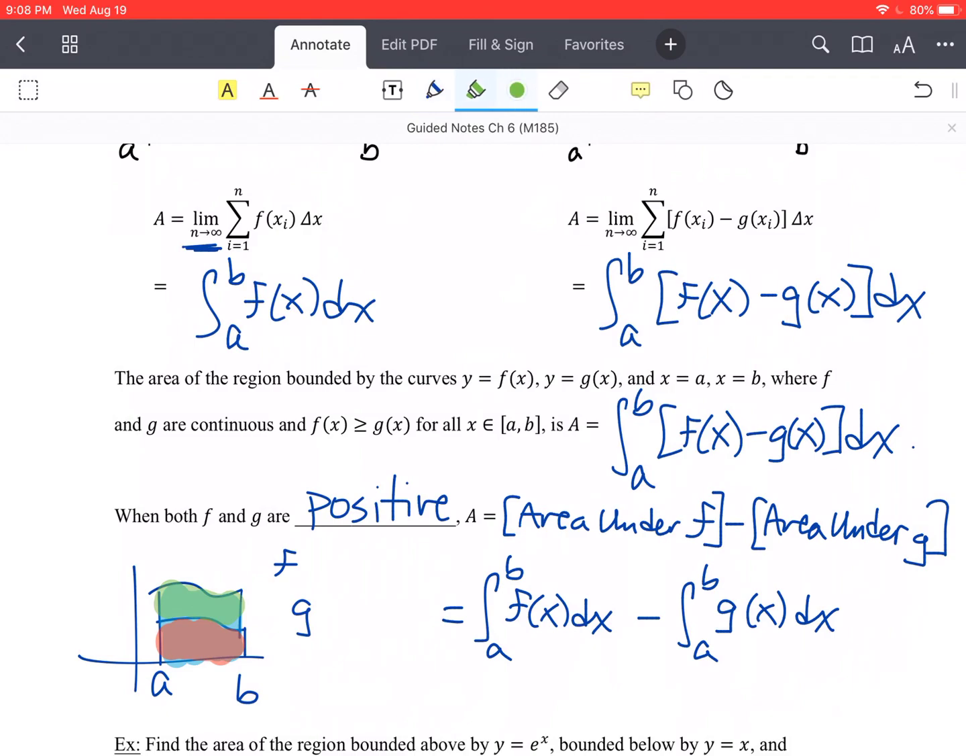And we might remember from Calc 1 that we can split up integrals across addition and subtraction. And that's basically what we just did here. We took this expression and split it up into two integrals across the subtraction.